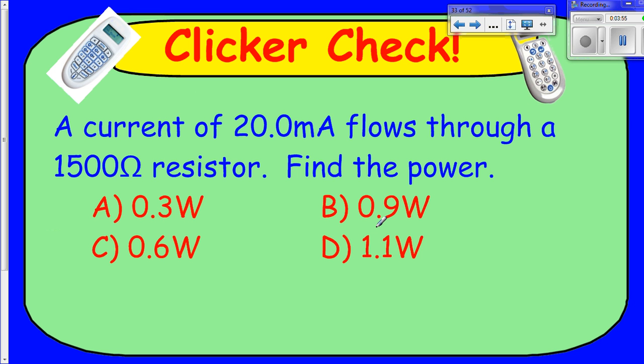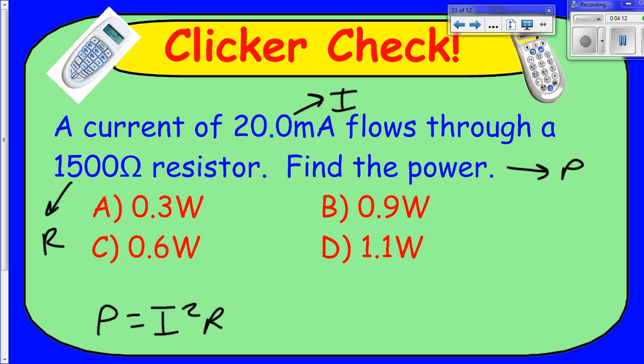All right, let's look at this one. A current of 20 milliamps, so I know my I, flows through a 1500 ohm resistor, so I know my R. Find the power, P. Since I know I and R and I'm wanting to solve for P, I'm going to use the equation P equals I squared times R. My current is 20 milliamps, but it needs to be in amps in order for me to use this equation. So amps would just be moving the decimal 3 places to the left.